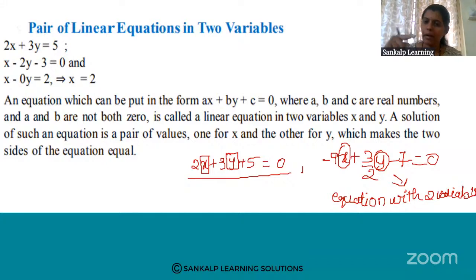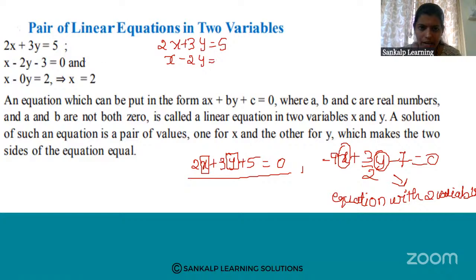Okay, next. Pair of linear equations in two variables. Pair means two equations are there. We call it a pair, right? So if I write two equations together, we call it a pair of linear equations. For example, here 2x plus 3y is equal to 5u, and x minus 2y minus 3 is equal to 0.